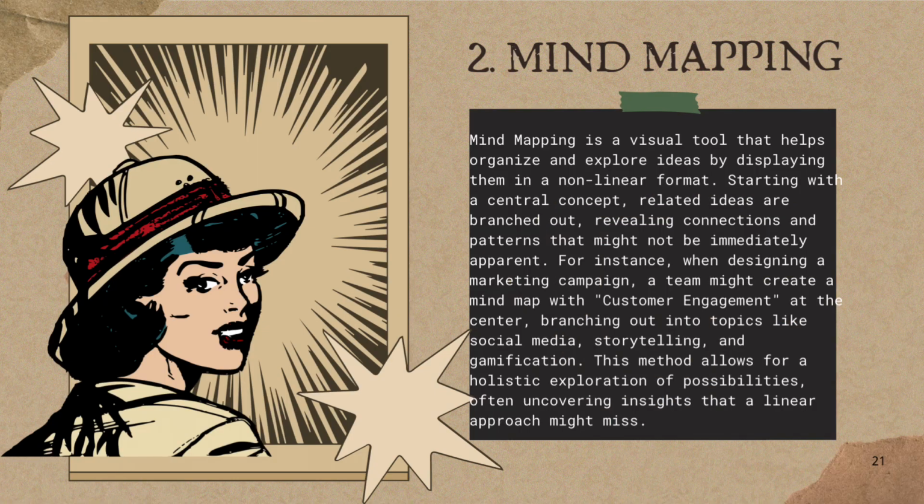Second, mind mapping. Mind mapping is a visual tool that helps organize and explore ideas by displaying them in a non-linear format. Starting with a central concept, related ideas are branched out, revealing connections and patterns that might not be immediately apparent. For instance, when designing a marketing campaign, a team might create a mind map with customer engagement at the center. Branching out into topics like social media, storytelling, and gamification, this method allows for a holistic exploration of possibilities, often uncovering insights that a linear approach might miss.